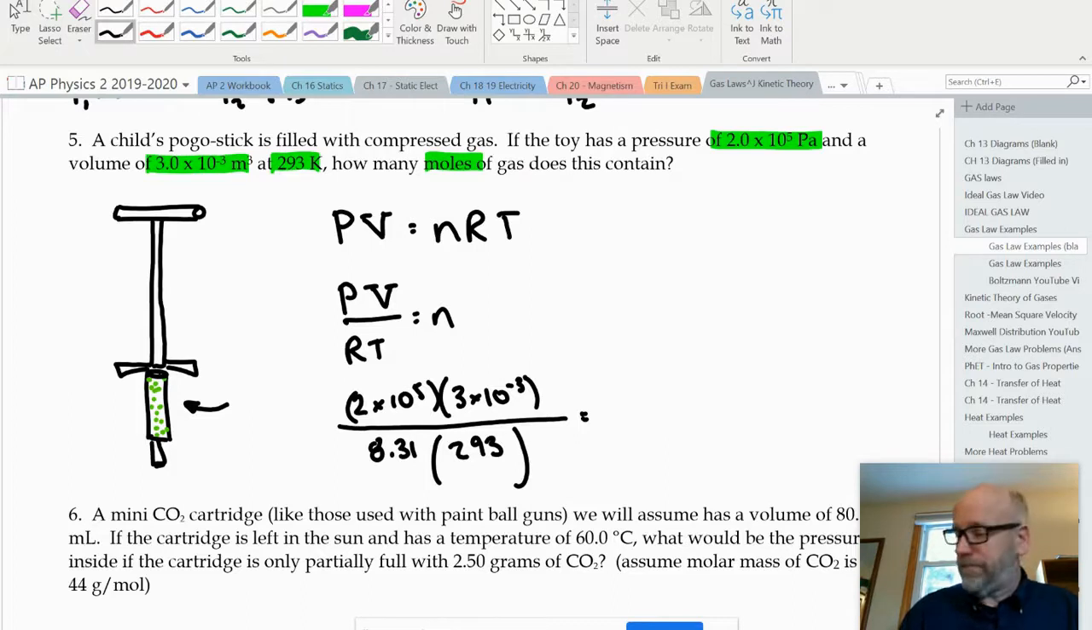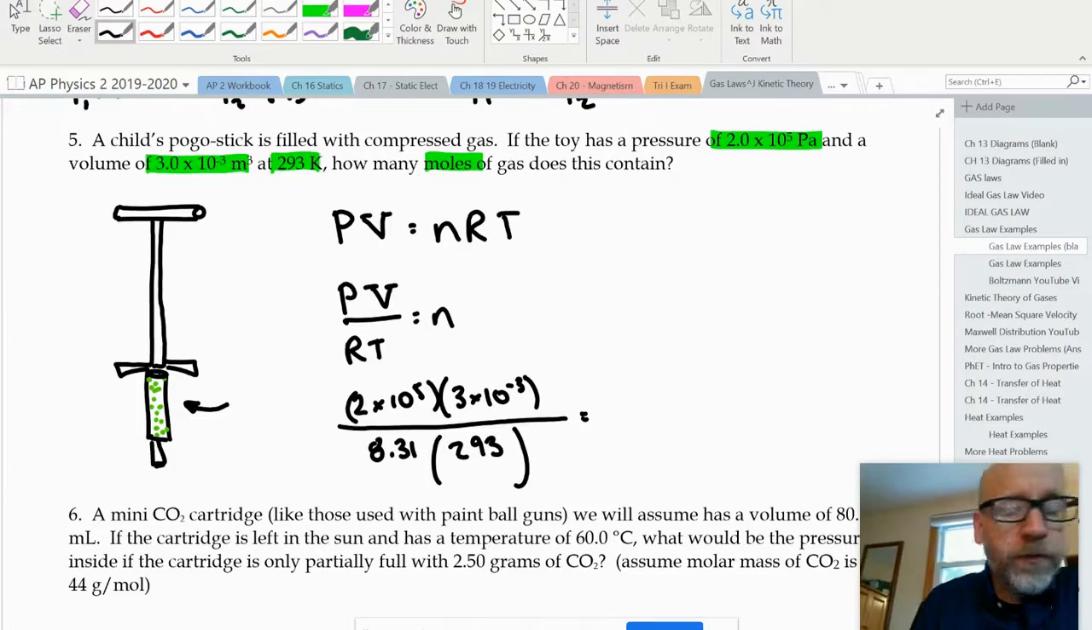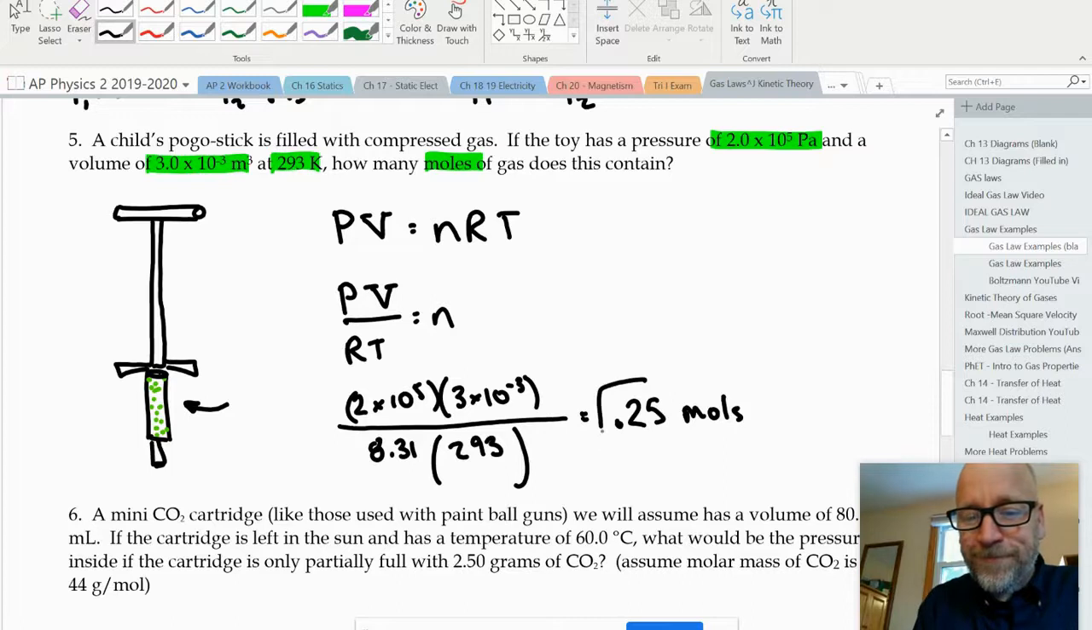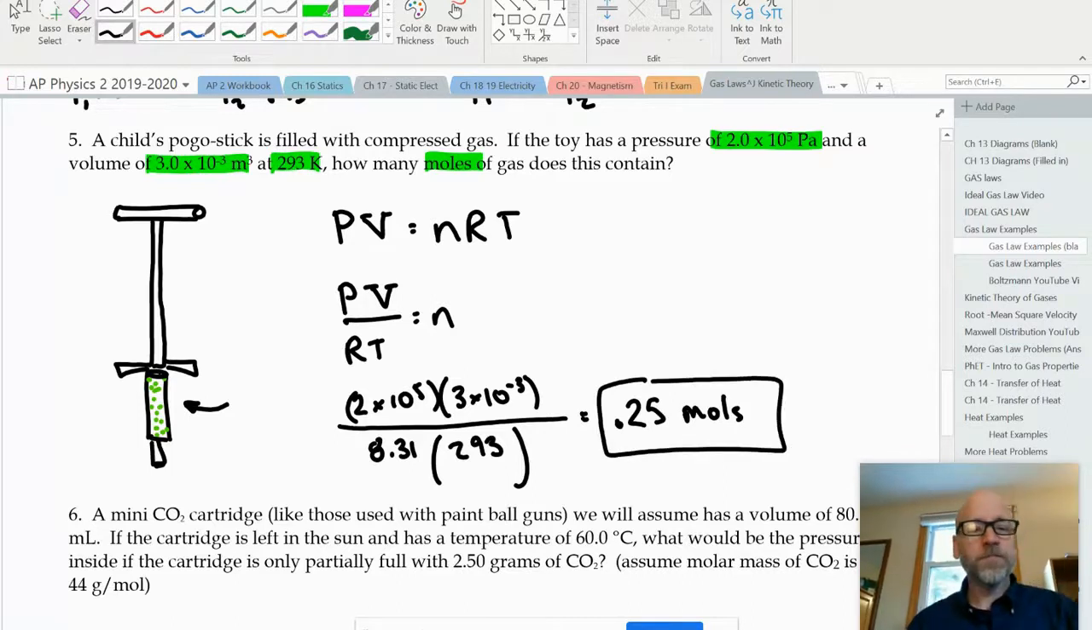What did you guys get? Anybody else get 0.246, or I'm going to call it about 0.25 moles? Yeah, good. I just wanted you to do a practice problem where you had to use that. Number 6.